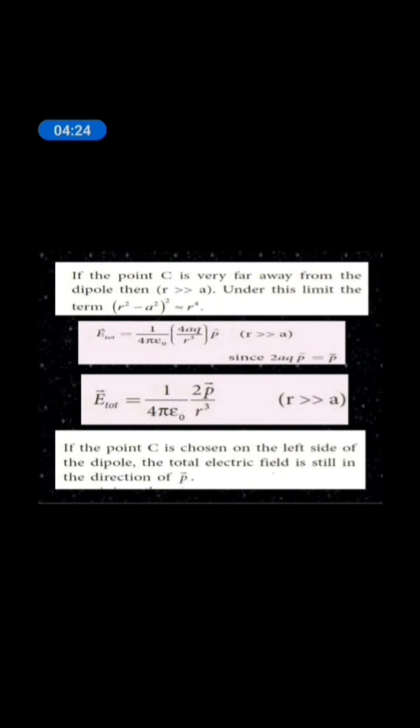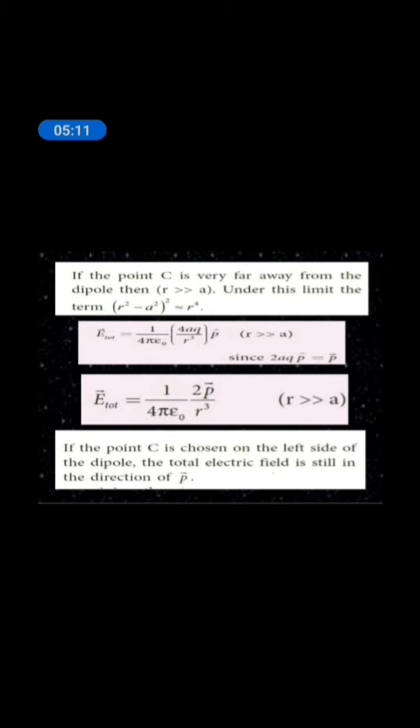If the point C is very far away from the dipole, then we can write r is much greater than a. Under this limit, the term (r square minus a square) whole square is approximately equal to r power 4, and we can write E total is equal to 1 upon 4 pi epsilon naught 4aQ divided by r cube p cap. And here we know that the electric dipole moment is equal to 2aQ p cap. So E total is equal to 1 upon 4 pi epsilon naught 2p upon r cube.